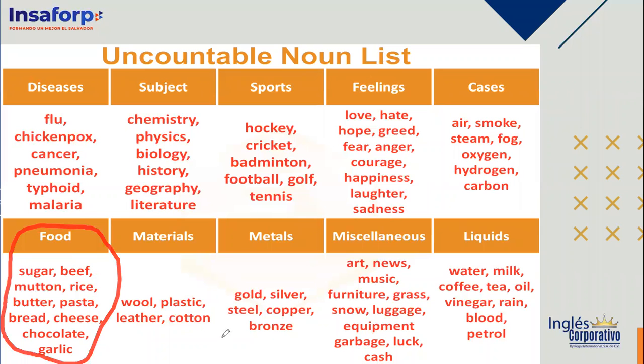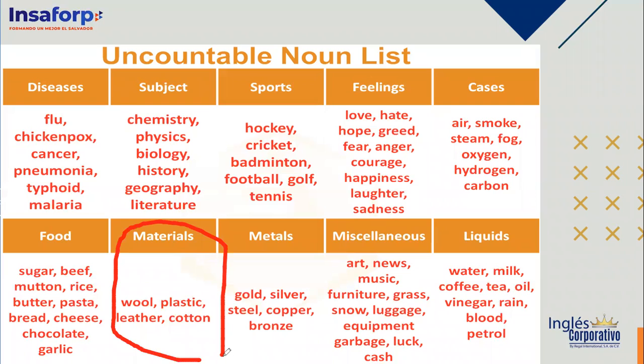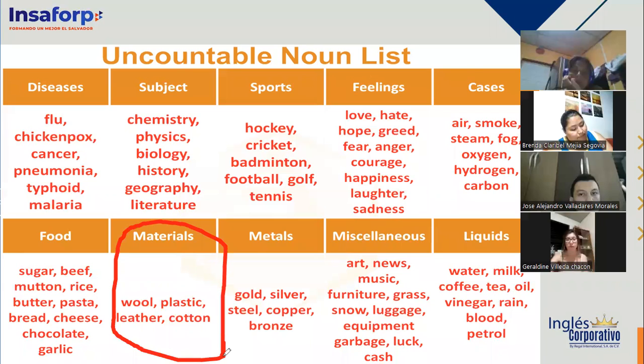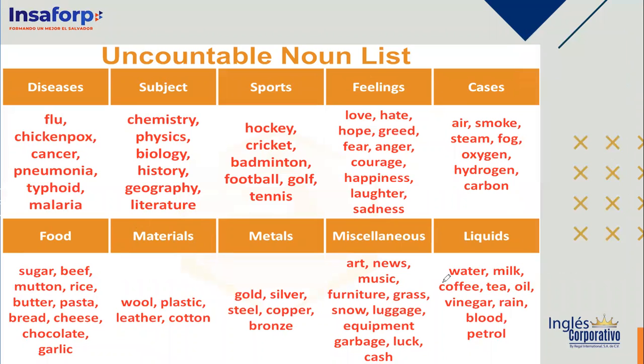Sylvia, we also have the category for materials. Wool, plastic, leather, cotton. And cotton. Yes. Okay, Alejandro, we also had the category for metals. Gold, silver, steel, copper, bronze. Bronze. Okay.